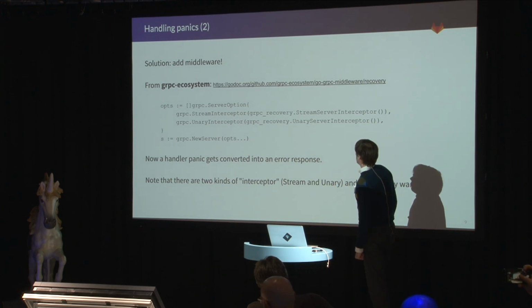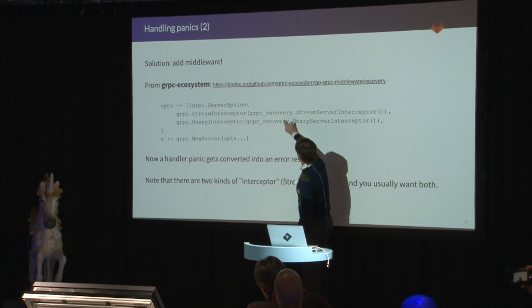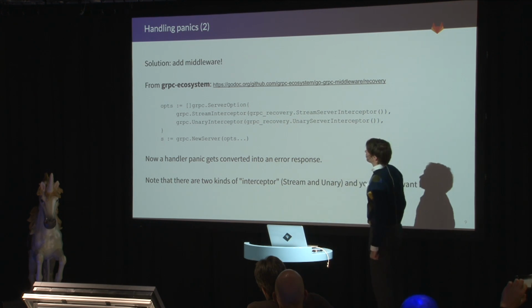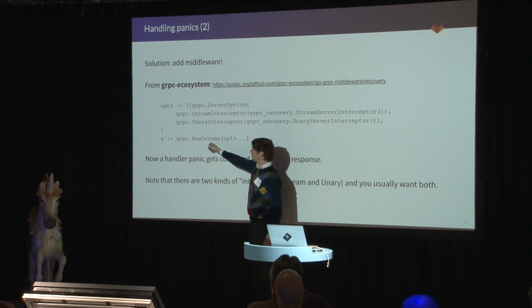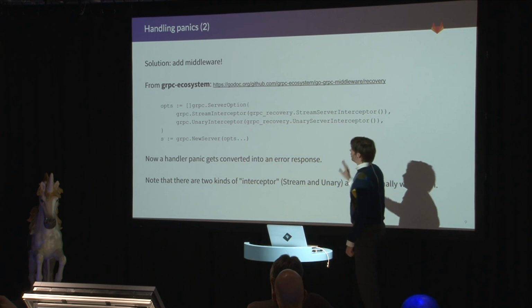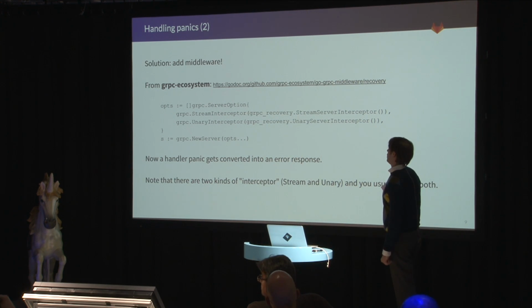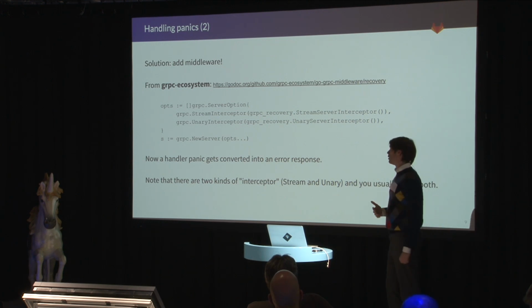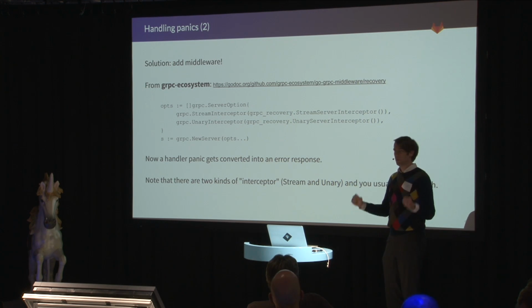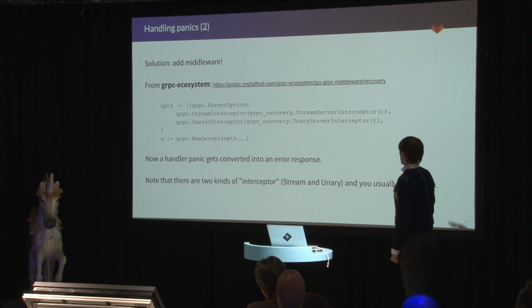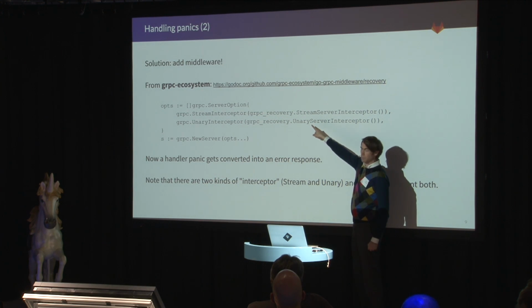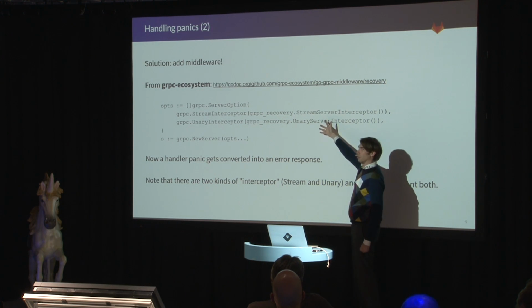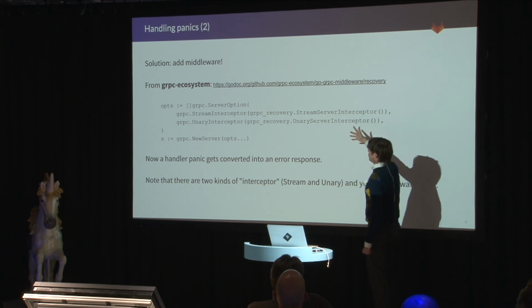There they have a package called gRPC Recovery, and you can get these interceptors. You install them into your server as options. Remember that we created this gRPC server in the implementation before. So you put this in as options, and now if there is a panic, it gets caught, and your server doesn't crash. Woohoo! Something funny is going on here. Why is there a stream interceptor and a unary interceptor? I don't know. There's not a good reason for this, as far as I know.